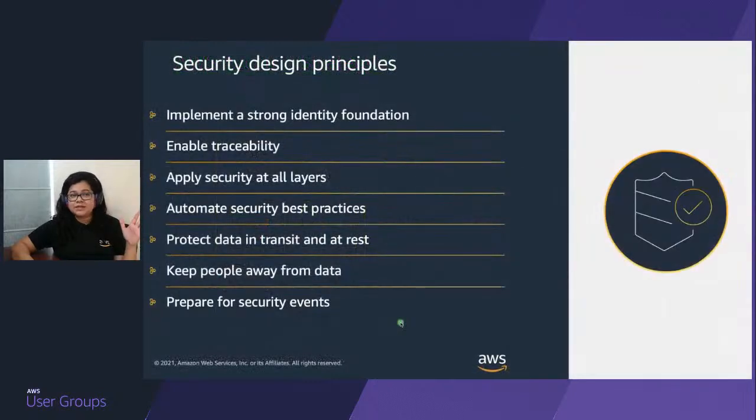So let's recap a little bit. What are the different security principles we saw? Implement a strong identity foundation, enable traceability. You need to know what is happening. And if you have a mess, you won't know what is happening. Apply security at all layers. Automate a lot of best practices.